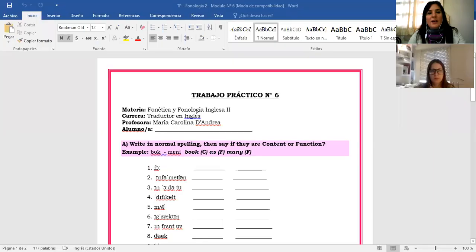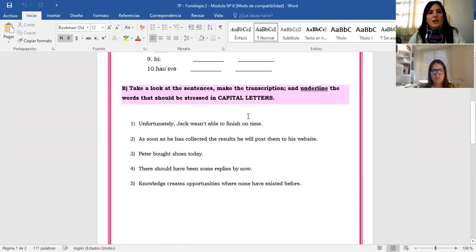Here we are. Practice test 6. Point B, you mean exercise B here. Exercise A, yes. Make the transcriptions and underline the words that should be stressed. Okay. No las que están, sino las que deberían estar acentuadas. So, according to you, which syllables should be stressed? Syllables or words. Si te confunden las palabras, mejor las sílabas de esas palabras, okay?